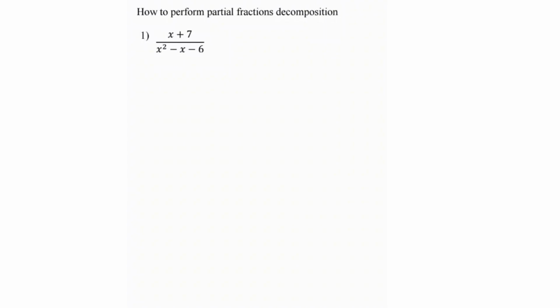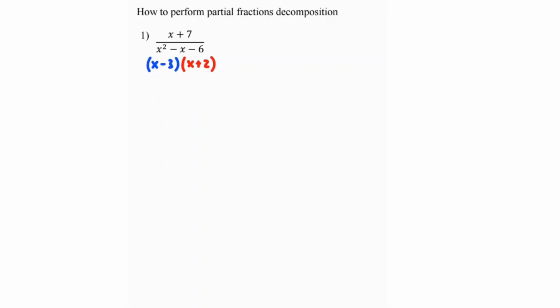Today's video will be how to perform partial fraction decomposition. Given x plus 7 divided by x squared minus x minus 6. We'll first factor the denominator, which becomes x minus 3 times x plus 2. Here we'll have two distinct linear factors.